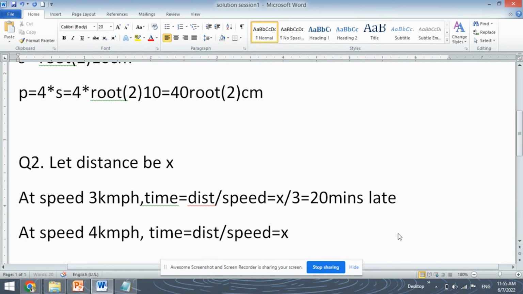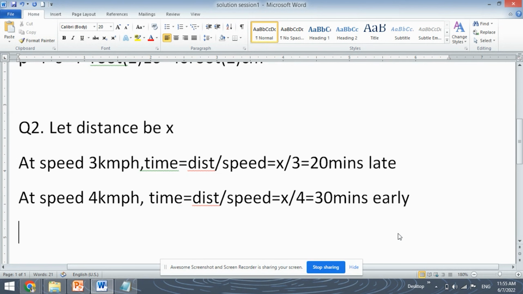And similarly, here we have x by 4 because the speed is 4. Here the person reaches 30 minutes early. In the next step, let's find out the difference between time 1 and time 2, which is nothing but the times required at both the speeds.